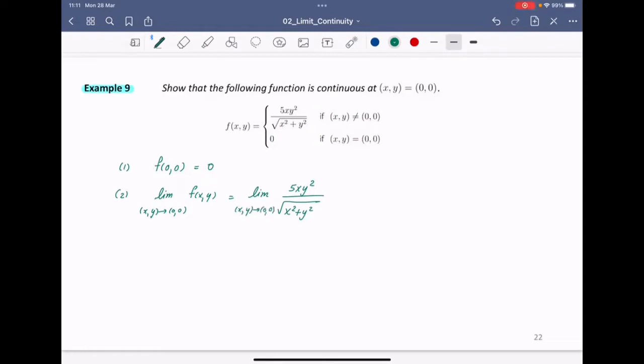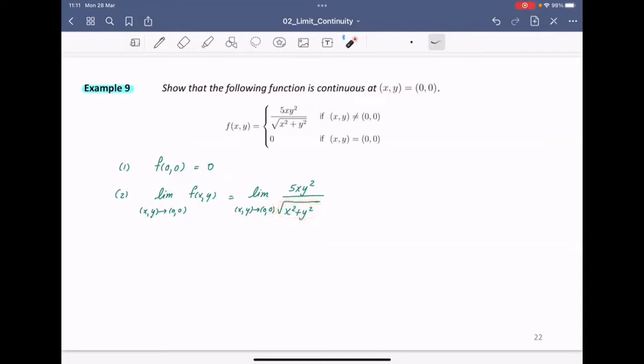It's going to come back to the limit question. You can see that if you plug in 0, 0 here, it's going to be 0 over 0, which means this is an indeterminate form again. So we need to do something with it.